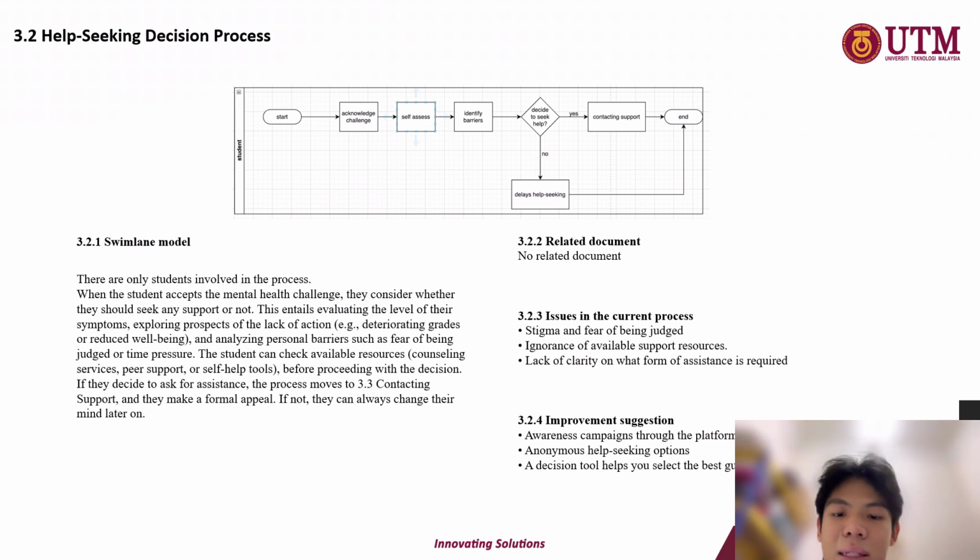In this process, no related document is cited. The issues for the current process are stigma and fear of being judged, ignorance of available support resources, and lack of clarity on what form of assistance is required. The improvement suggestions are an awareness campaign through the platform, an anonymous help-seeking option, and decision tools built into the system that will help us select the best guide.